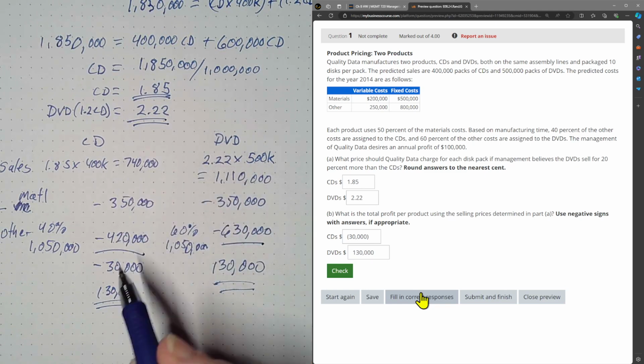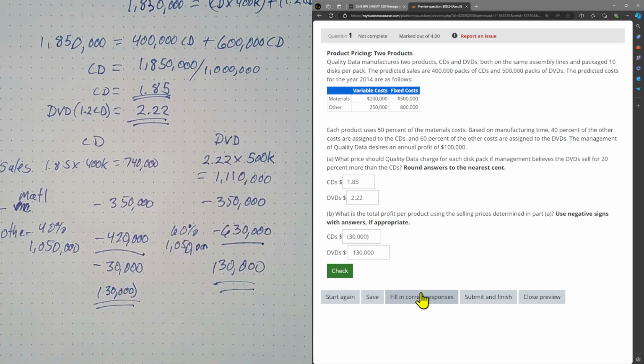So yeah, as long as you just follow the process. I know you have different numbers in your homework questions, but as long as you follow the process, you should be just fine.